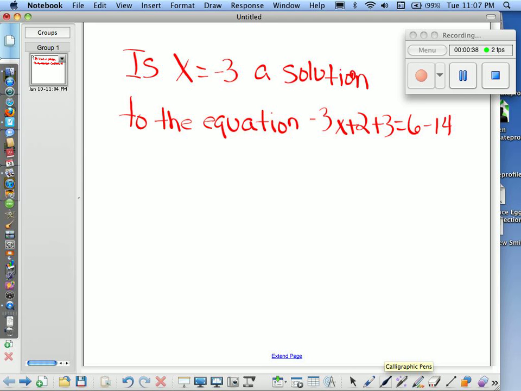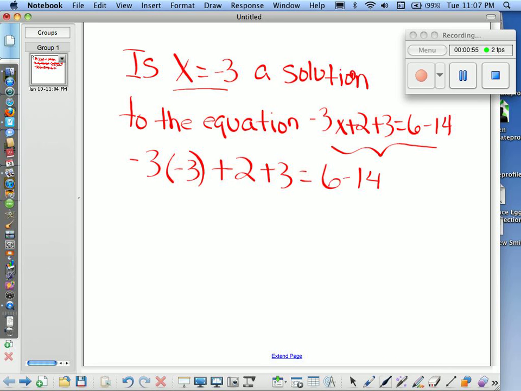So we want to know, if x is -3, will this be true? So let's check. We have to replace x with -3. And we want to see if this is true. So we should have a little question mark above that equal sign because right now we have not shown that the 2 sides of the equation are equal. So we got to use our order of operations.